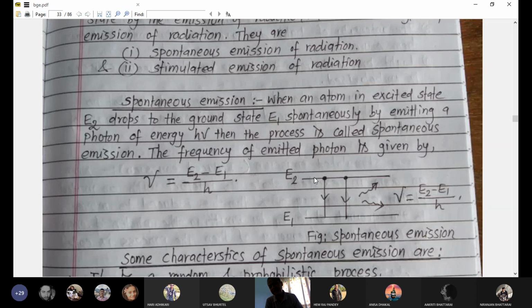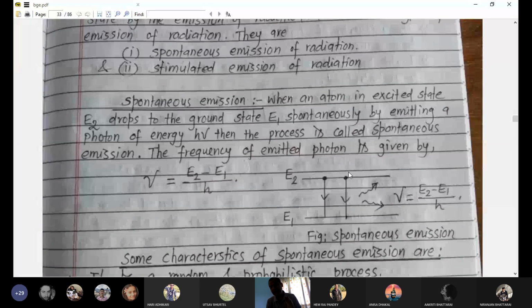And they do not stay in the excited state much time. So they return back to the ground state. And while returning towards the ground state, they emit photon. And the energy of emitted photon is given by Bohr's theory, which is given by E2 minus E1 equal to h nu. That is the energy of emitted photon.